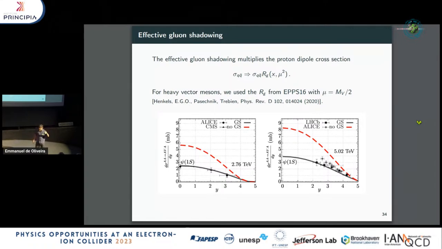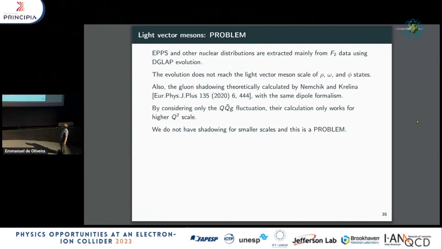But remember that we're interested in light vector mesons, which have a much lower scale. And of course, this EPPS will not reach very low scales because they use DGLAP evolution. DGLAP evolution only works for large Q squared compared to the light vector meson. So you cannot just plug in some gluon shadowing from some nuclear PDF, okay?